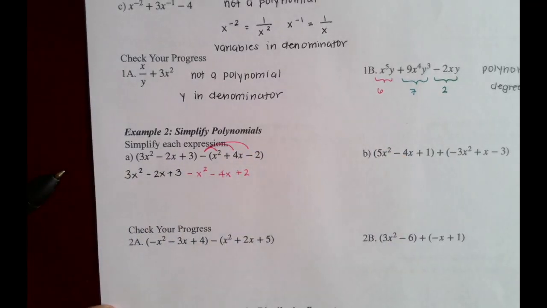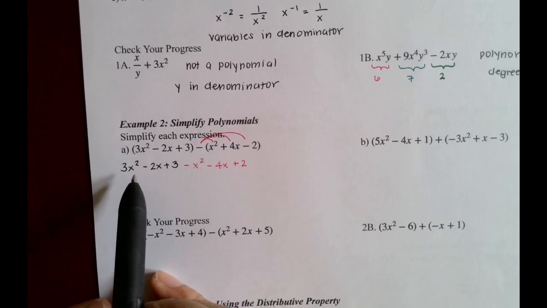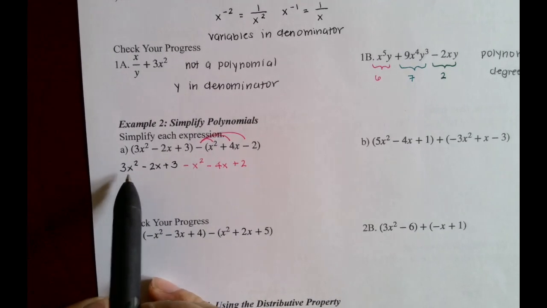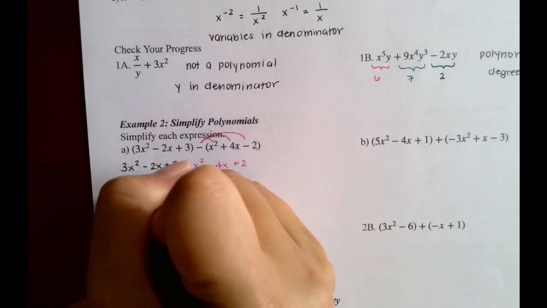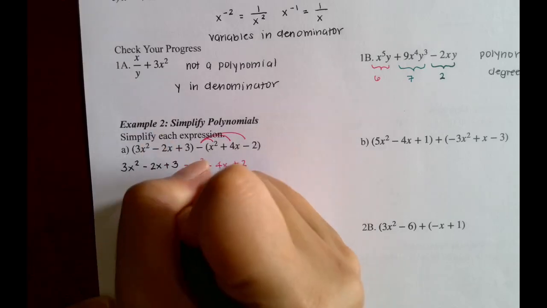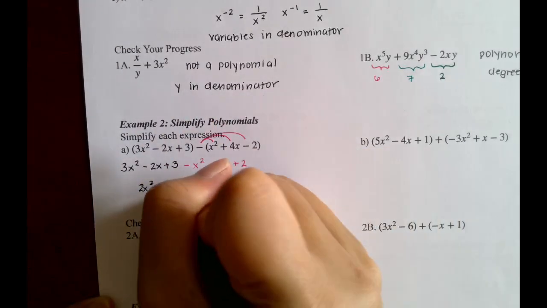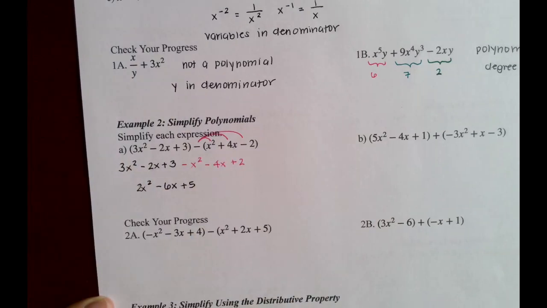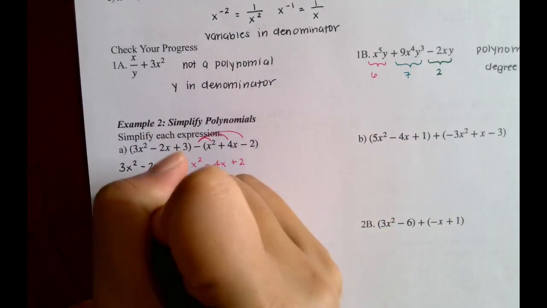Okay. Then after that, we're just combining like terms. So starting with my highest degree or highest power. So 3x squared minus x squared becomes 2x squared. Negative 2x minus 4x is negative 6x. And then 3 plus 2 is 5. So our final answer is 2x squared minus 6x plus 5.